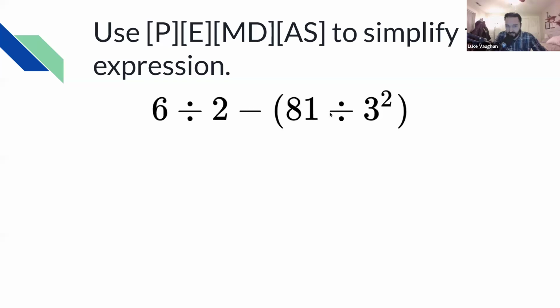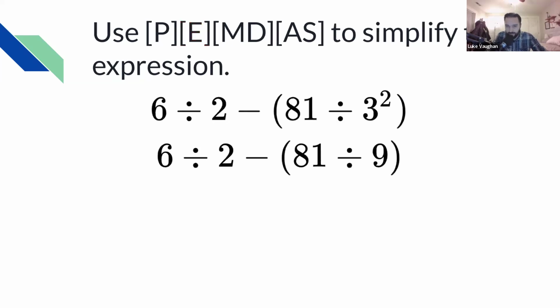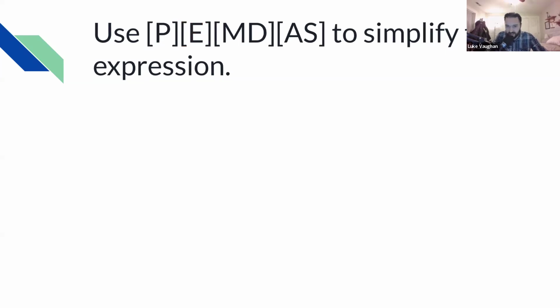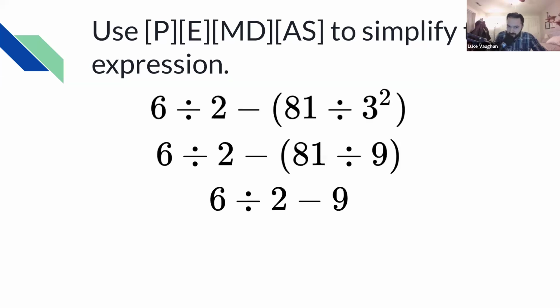We see that we have some division and we have some exponentiation. PEMDAS tells us that we need to take care of the exponent first. So we have 3 squared, which is 9. Now we have 6 divided by 2 minus (81 divided by 9). We still haven't cleaned up the stuff in parentheses, so we need to finish that right now. 81 divided by 9 is 9. So once again, the parentheses aren't going to be necessary at this step. So we have 6 divided by 2 minus 9.